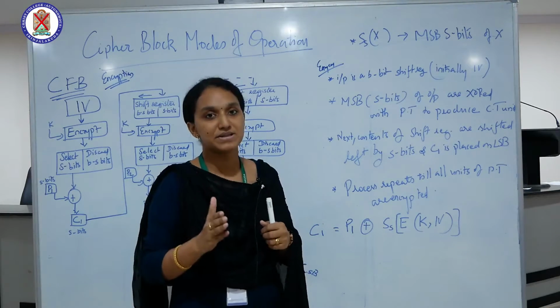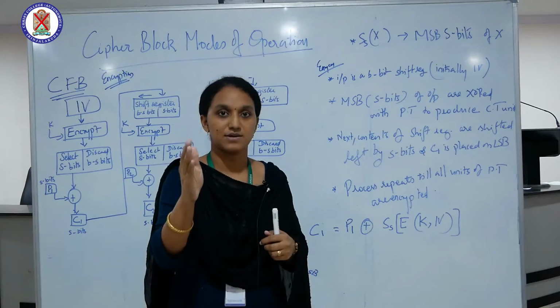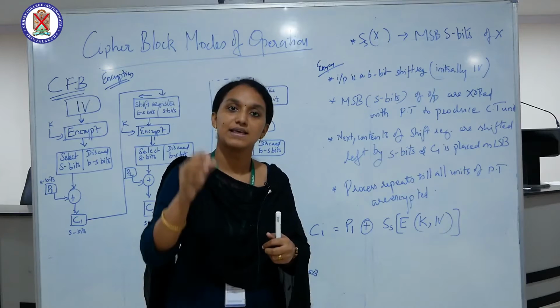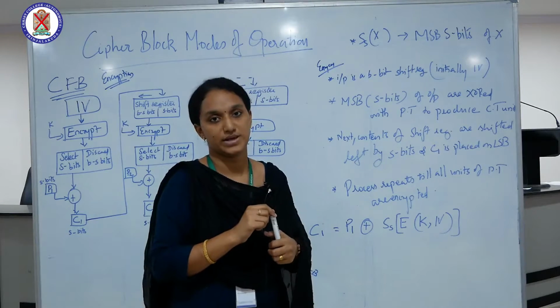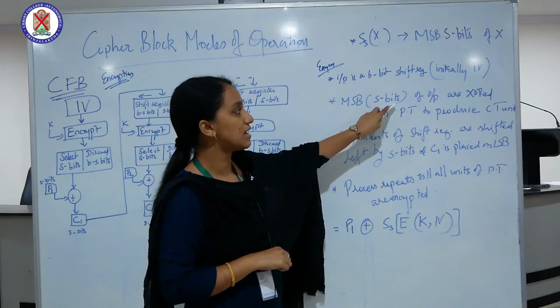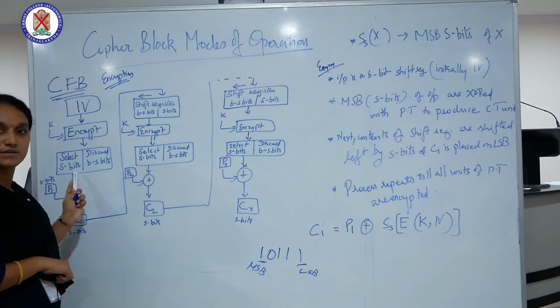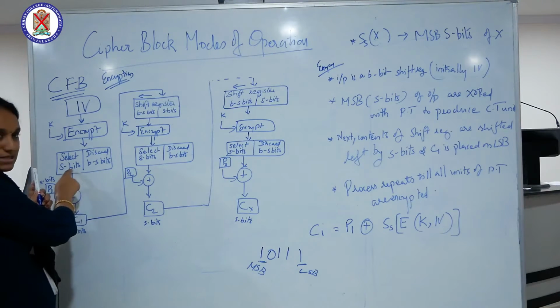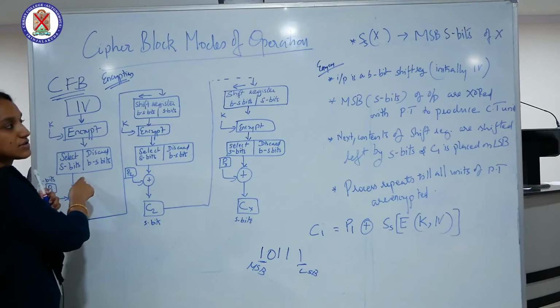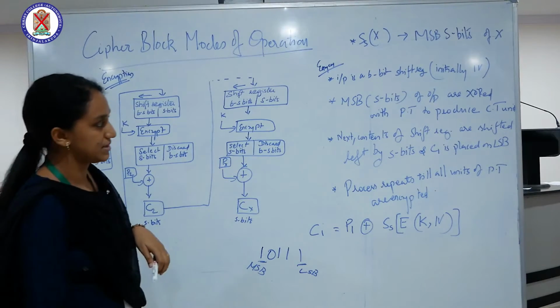In encryption, what is the input? Input is the B bit shift register. That's the case from the second block. In the first block, or initially, the input is the initialization vector. Exactly. Now the second point, the MSB S bits of the output. This MSB S bits is now XORed with the plain text to produce the ciphertext unit.